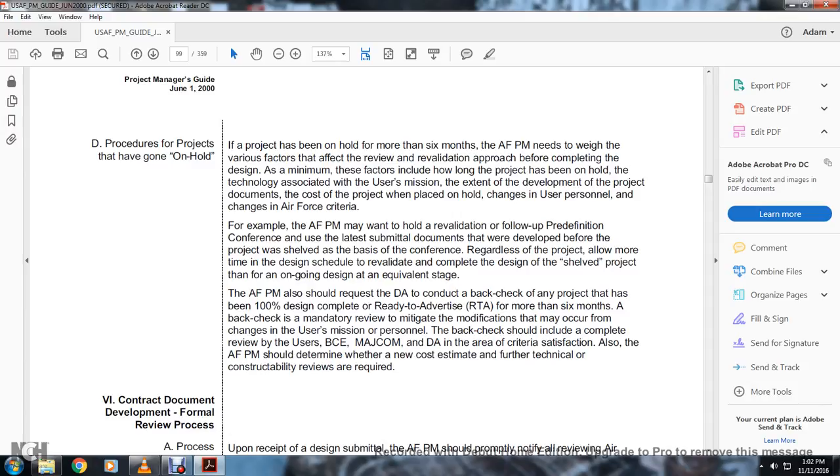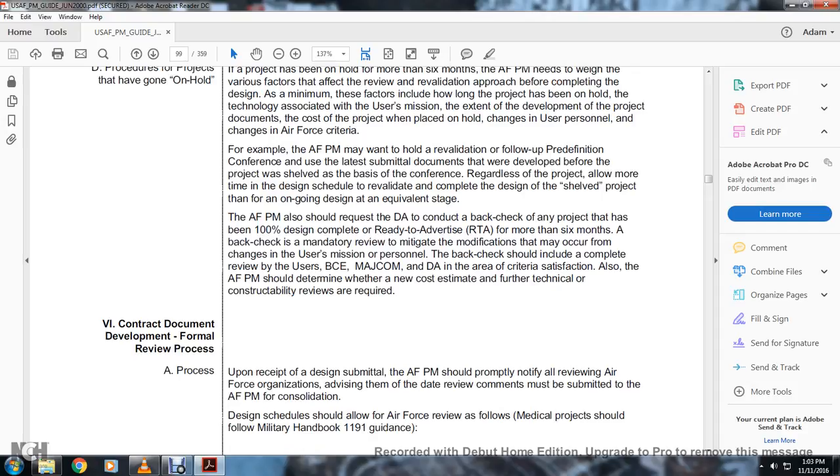For example, the Air Force program manager may hold revalidation follow-up to the pre-definition conferences, limit submittal documentation development, and shelve the project at the base of the conference regardless of the project. Show all the more time for the decision schedule; revalidated commercial design should shelve the project at the ongoing design equivalent strategy or stage.